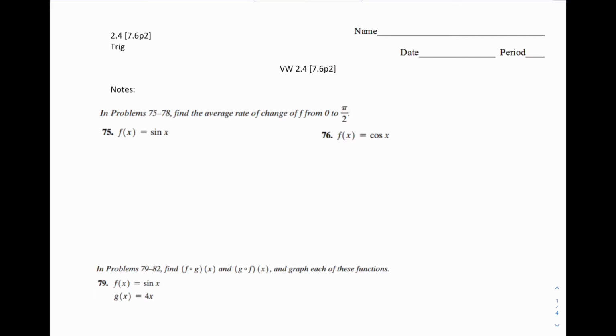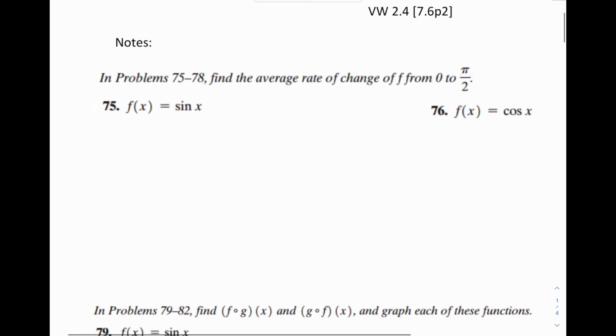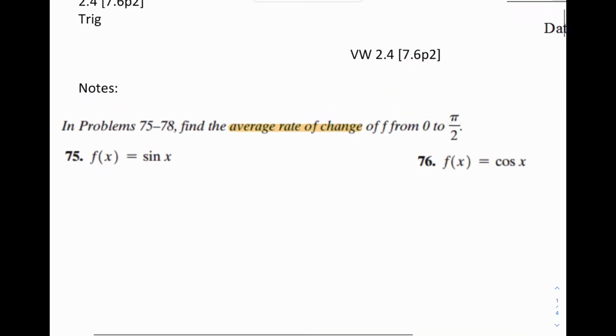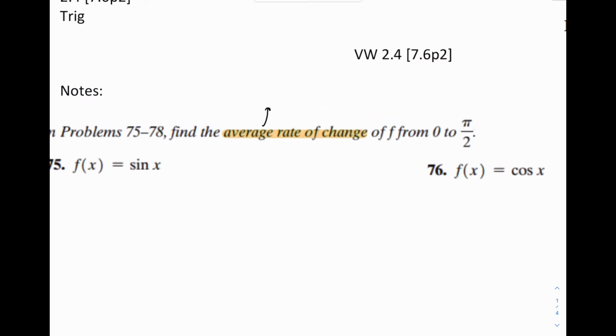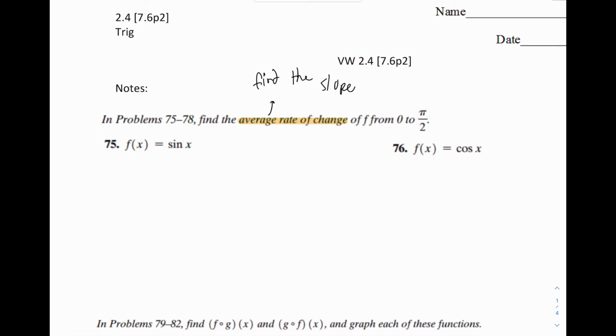Welcome to VW 2.4. We're going to start with a couple examples here. This first one says find the average rate of change. So this is a concept from last semester, maybe last quarter. Hopefully you recall that this simply means to find the slope. So it gives us a function, the sine graph, and it says from 0 to pi over 2.